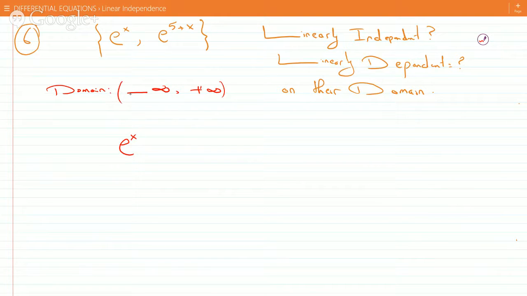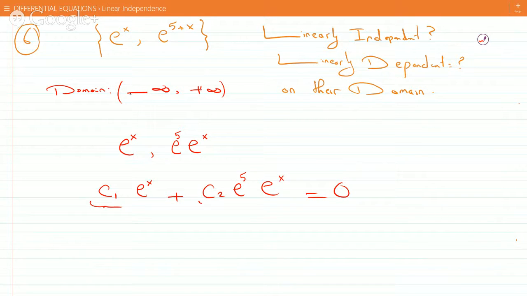on the domain. So you could rewrite e to the 5 plus x as e to the x times e to the 5. Right? And you can certainly multiply e to the x by a c1 added to some c2 e to the 5 e to the x where there's 0 by simply coming up with c1 and c2 that are not necessarily 0. Like all you need to do is make those negative of each other.